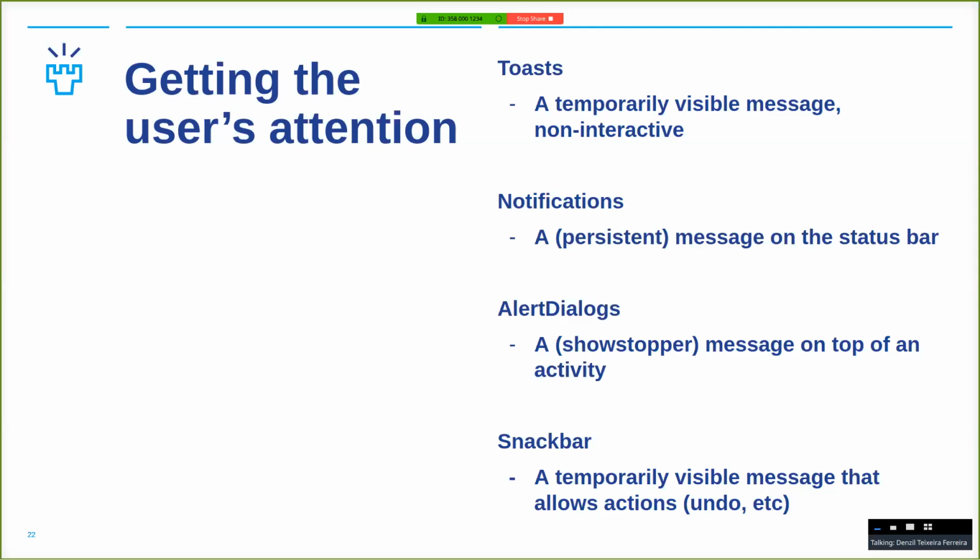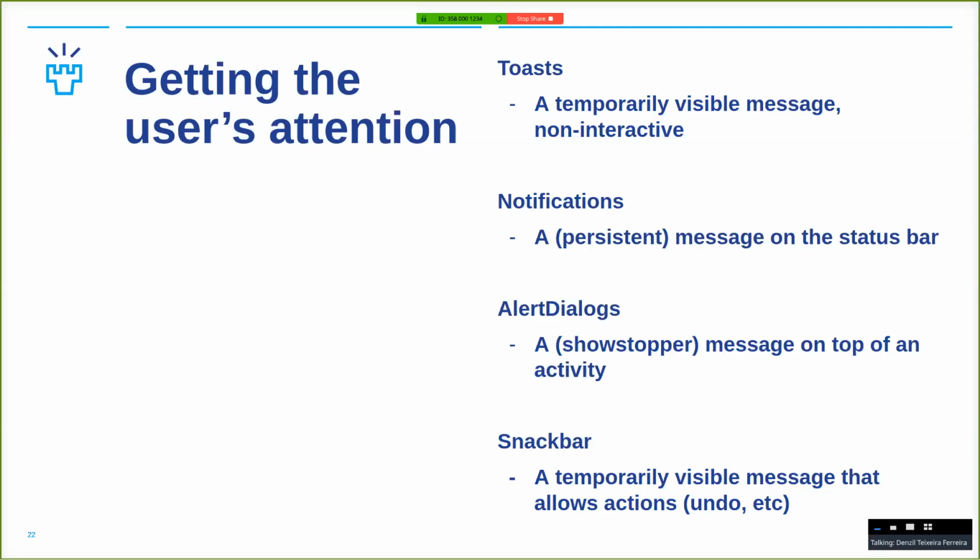On Android, we have different ways to get the user's attention. So I'm going to show you a few of them. So toasts are literally a temporarily visible message that allows you to tell the user that something is happening. You can use notifications, and that's quite common. You've seen these. It can be persistent or not.